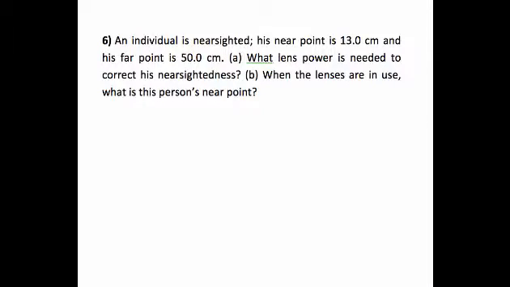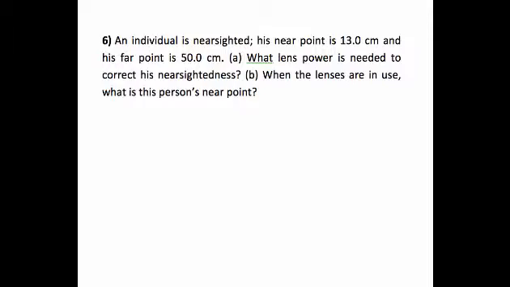Looking at some examples. The first question says an individual is nearsighted. His near point is 13 centimeters and his far point is 50 centimeters. Nearsighted means people cannot see far away. What lens power is needed to correct his nearsightedness? So we have to find the power of the lens that is needed to correct this person's nearsightedness. Now what we know is that his far point is 50 centimeters.